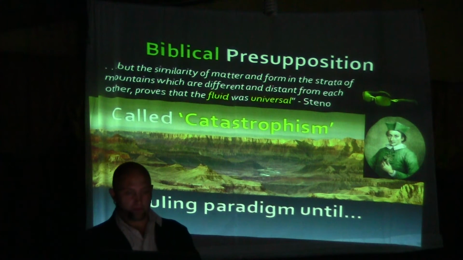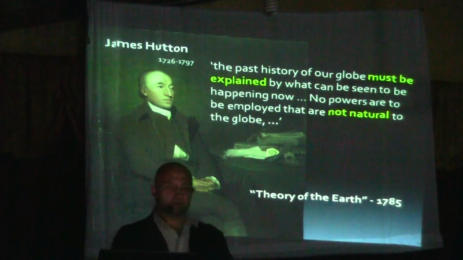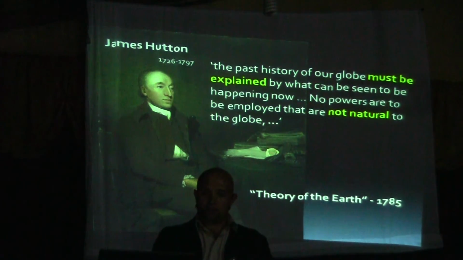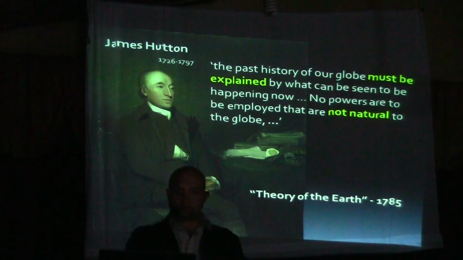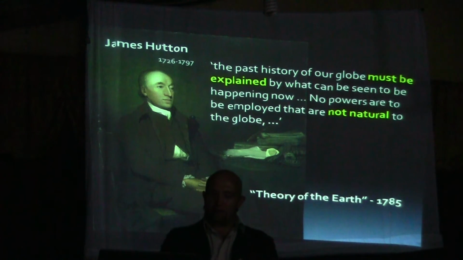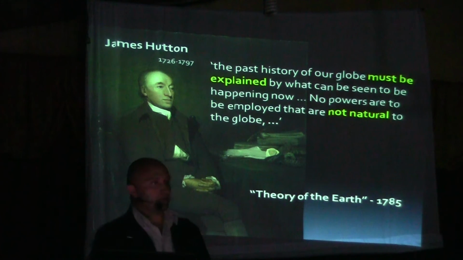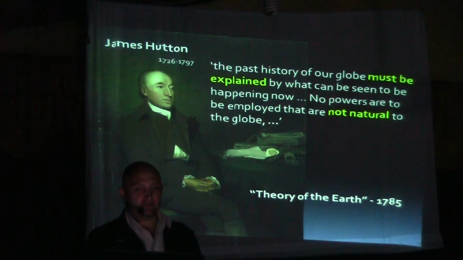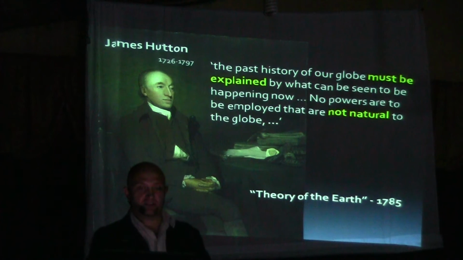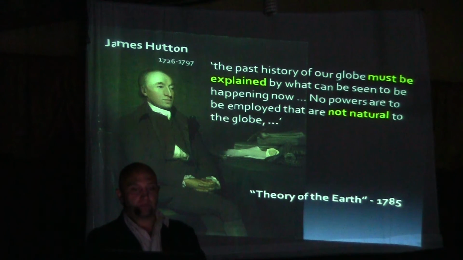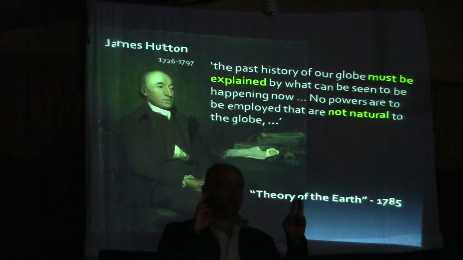But this was the ruling paradigm until the middle 18th century, when this guy was born, James Hutton. He was a Scottish physician, I believe, and he published an interesting book in 1785 called The Theory of the Earth. Now this guy, he was a deist, I think. He didn't believe the Bible. He had some weird ideas. And in this book he said, the past history of our globe must be explained by what can be seen to be happening now. No powers are to be employed that are not natural to the globe.